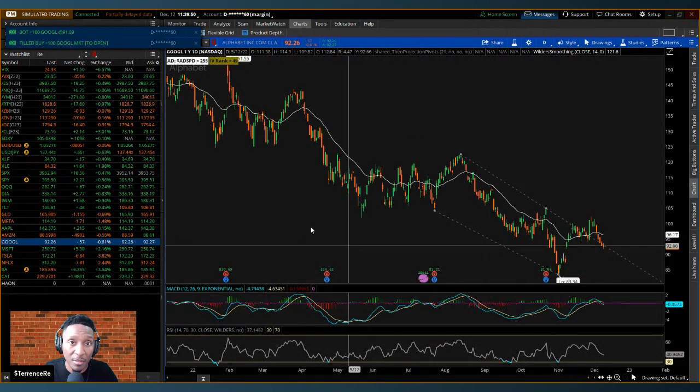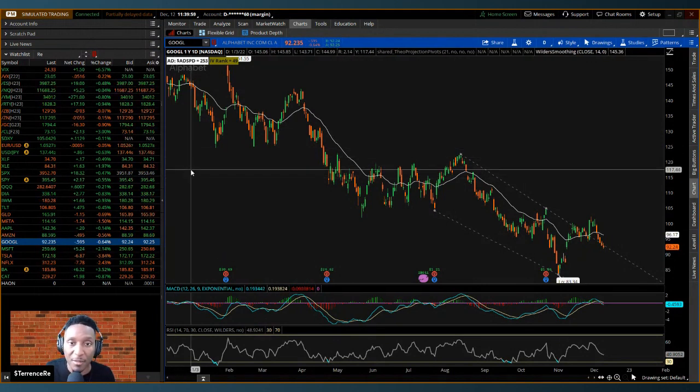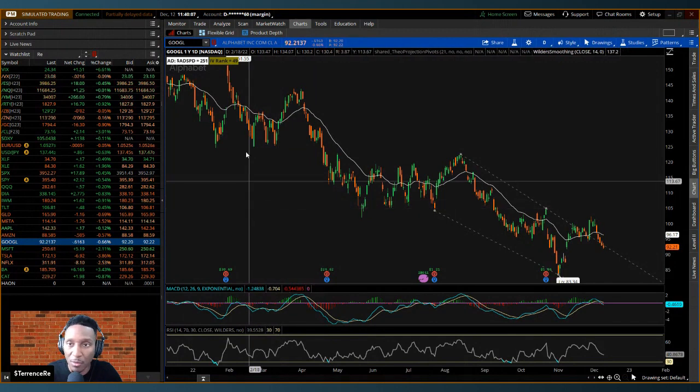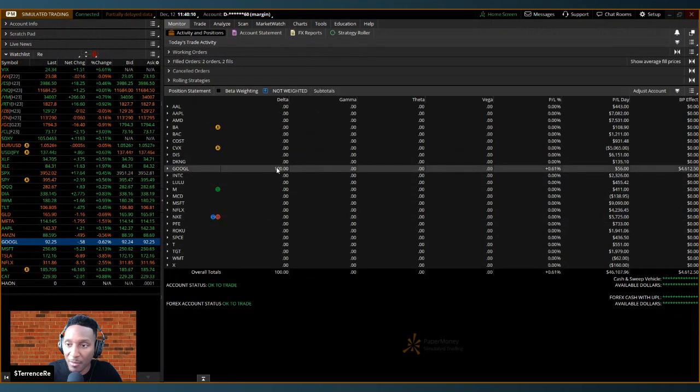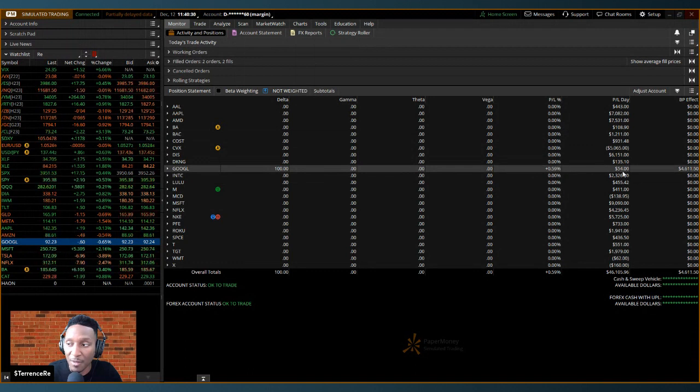So we fill. I think I got filled at 100 shares at 91.69. But keep in mind, this is a simulated account, so those fills are not going to be that sweet in the real market. All right, so now we've got 100 shares of Google. If we go to our monitor tab, right here we've got 100 shares. Up here you see it says delta. Each share equals one delta. We have 100 deltas of Google. We don't have any gamma, no theta, no vega. And you see it's showing our P&L percentage and P&L so far on the day.